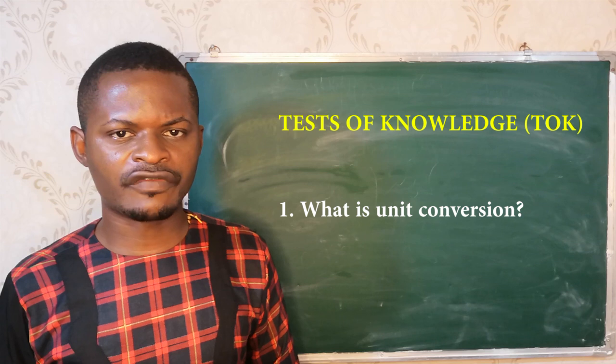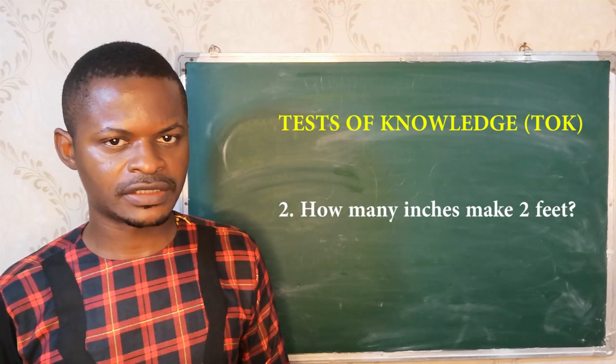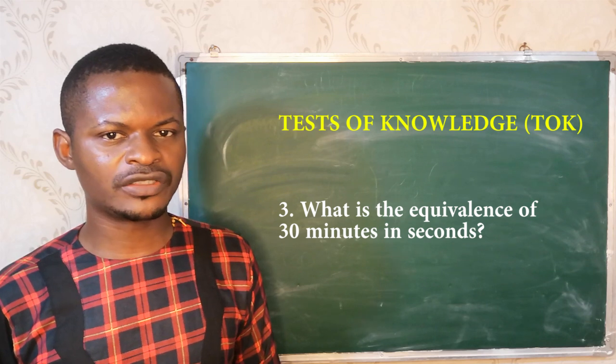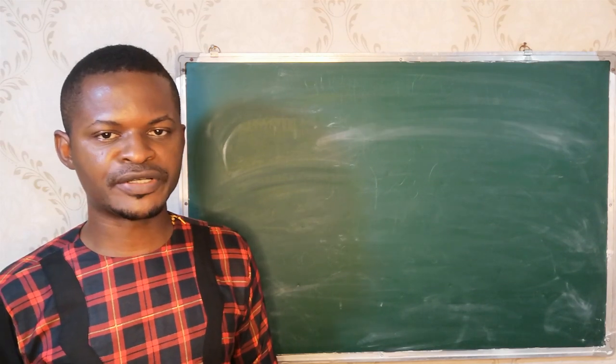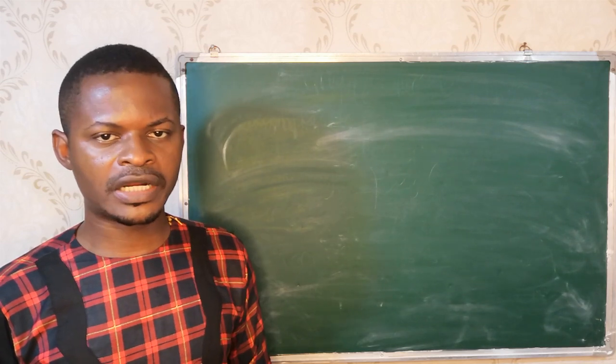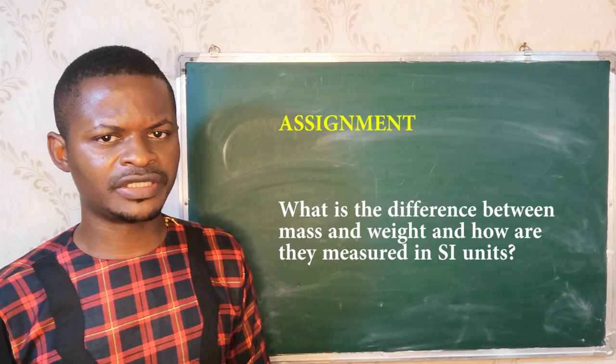Now let's have a test of knowledge. Number one, what is unit conversion? Number two, how many inches makes 2 feet? Number three, what is the equivalent of 30 minutes in seconds? Do share your responses with me in the comment section. Now an assignment for you. What is the difference between mass and weight, and how are they measured in the SI unit?